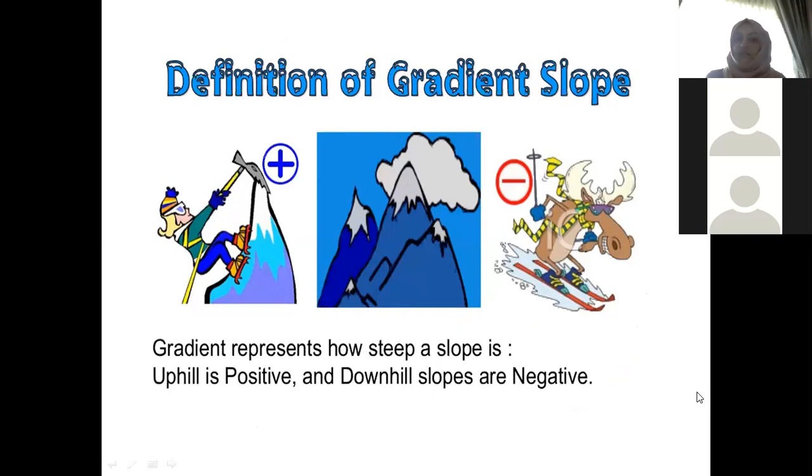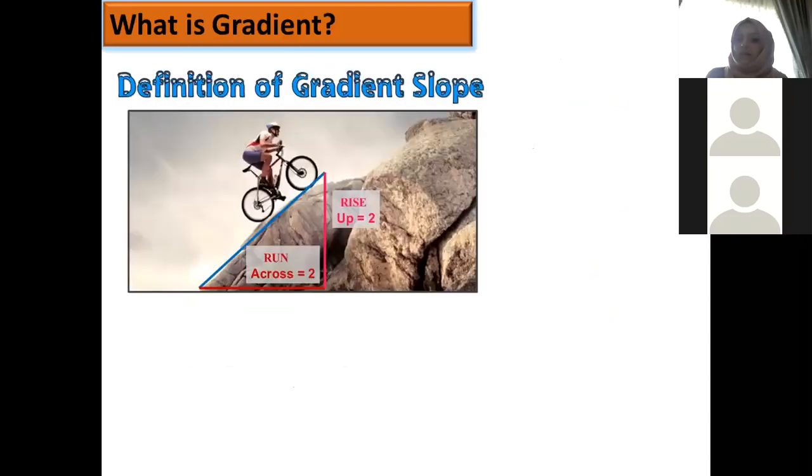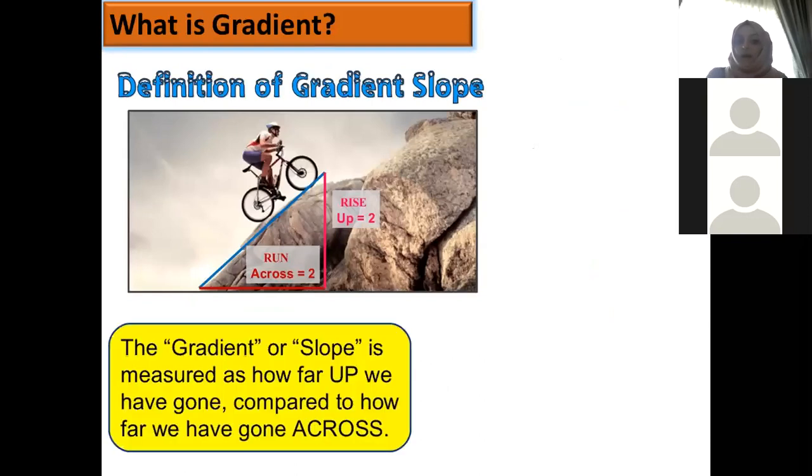It has a positive gradient, or a positive slope, when you are going up the hill. When you are going down the hill, that would be a negative gradient. Tamam? So again, what is the gradient? The gradient, by definition, is the slope, or how far you are going up divided by how far you went across.